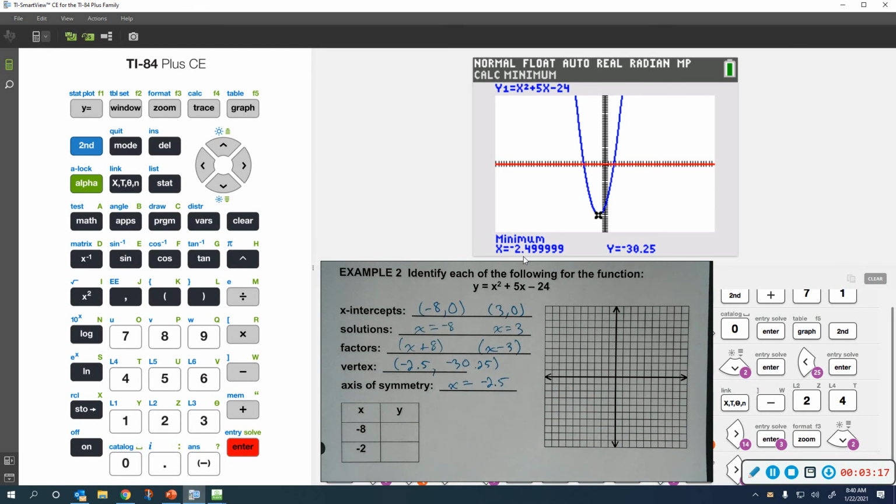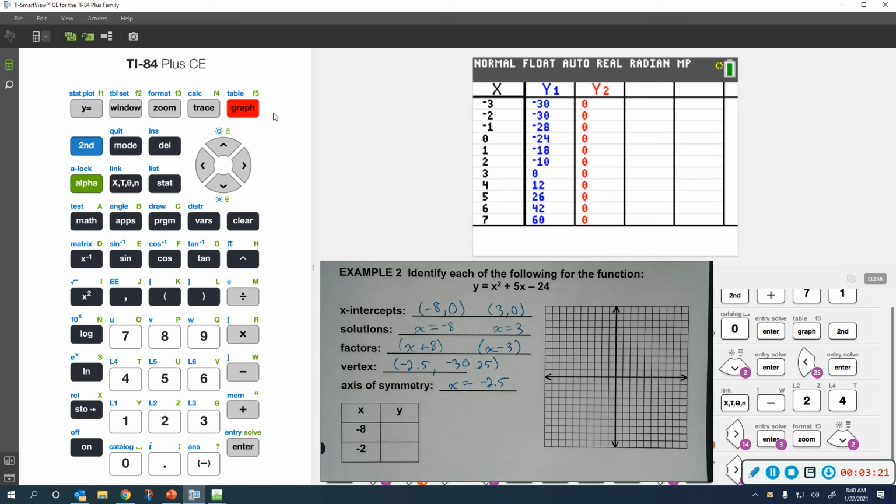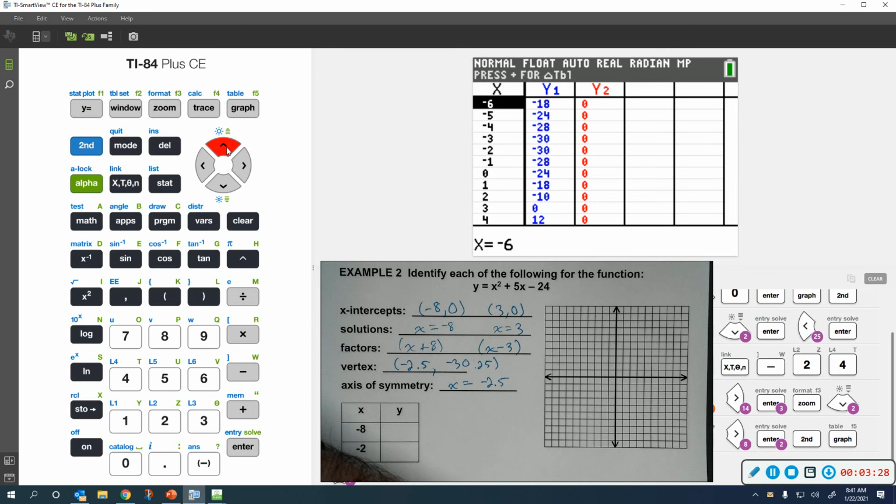Now, for the x and y, let's look back at our table. So go to second graph, go to your table. It wants the y value where x is negative 8. So go up to negative 8, and I got 0. And then at negative 2, I got negative 30.